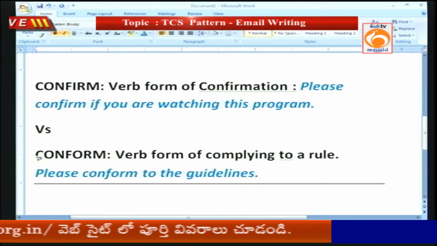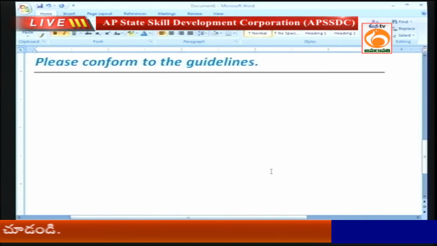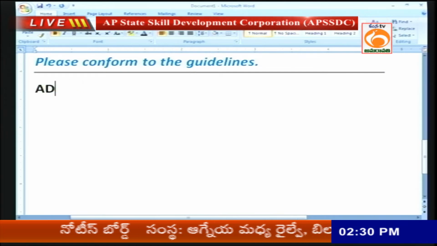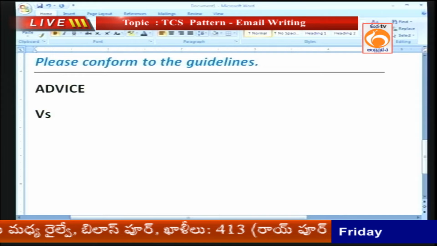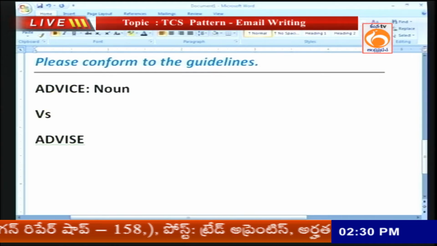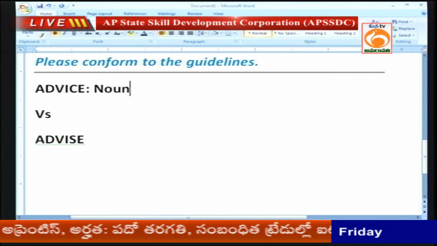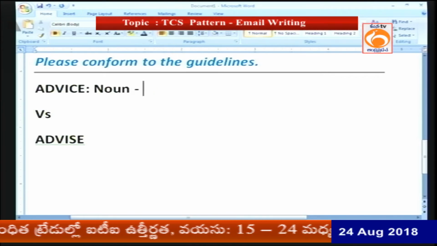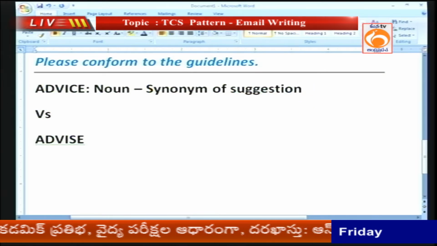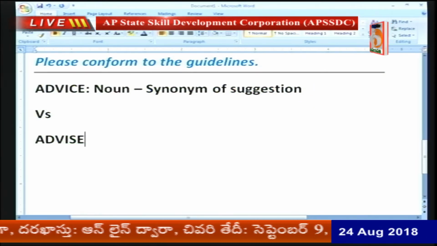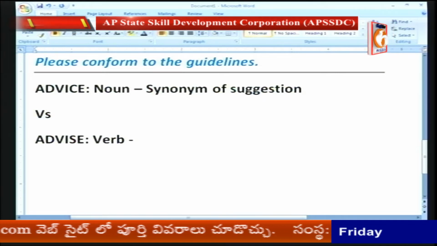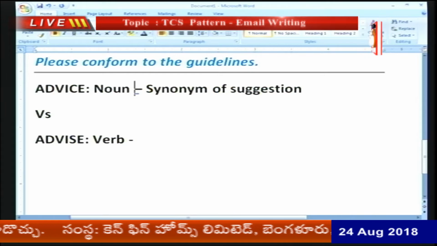So likewise, there are various words where people make mistakes. I'm going to show you one more example now. Advice and advise. Advice is a noun, a synonym of suggestion. Okay. Now advise is a verb. Okay. Now let me show an example. What do I mean by this?